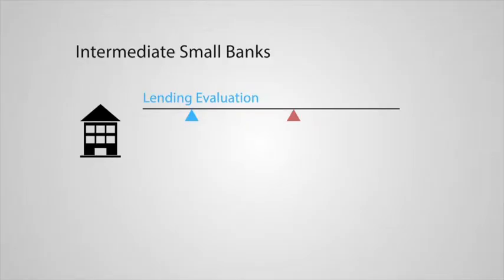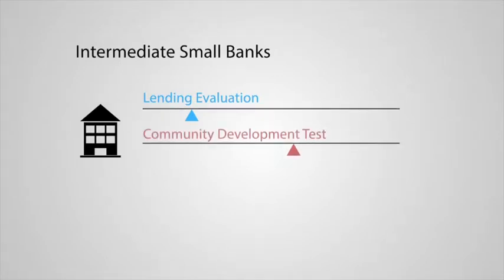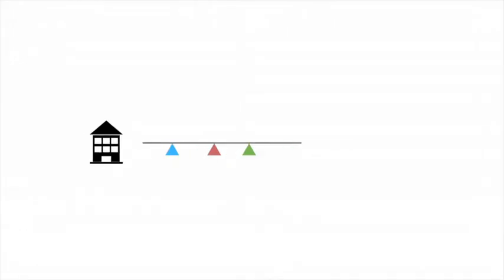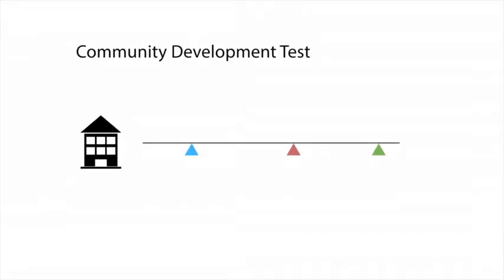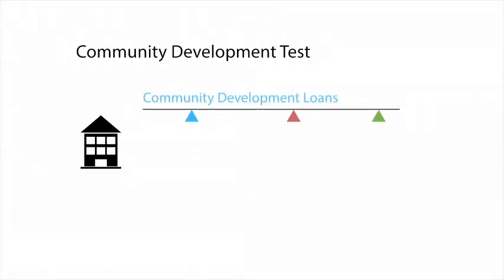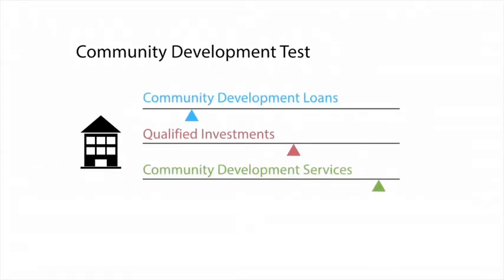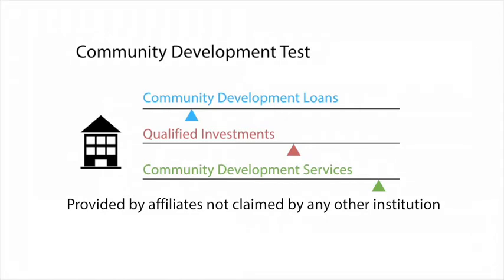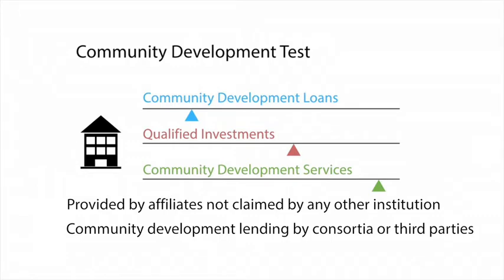Now let's turn to the CRA evaluation of intermediate small banks. Intermediate small banks are evaluated under the same performance criteria as small banks with addition of community development test. The community development test evaluates the number and dollar amount of the bank's community development loans, qualified investments, and community development services. In addition, intermediate small banks have the option to include community development loans, qualified investments, and community development services provided by affiliates if they are not claimed by any other institution, and community development lending by consortia or third parties.